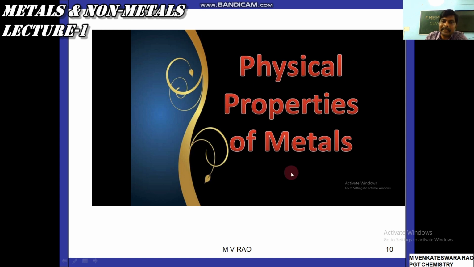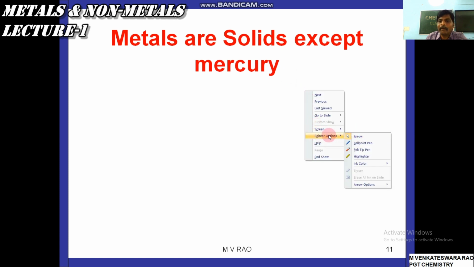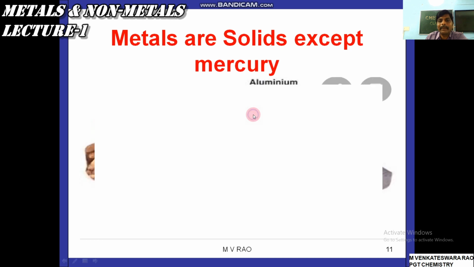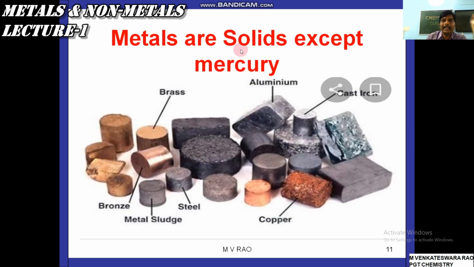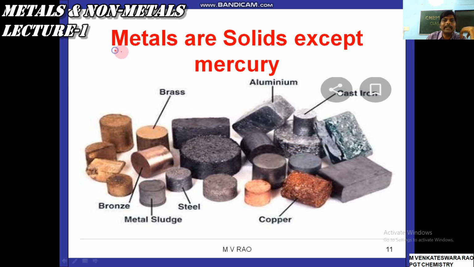Physical properties. First one: metals are solids except mercury. I told you nearly 91 metals are there. Out of 91, only one element is liquid, that is mercury. Other than mercury, all are solids.